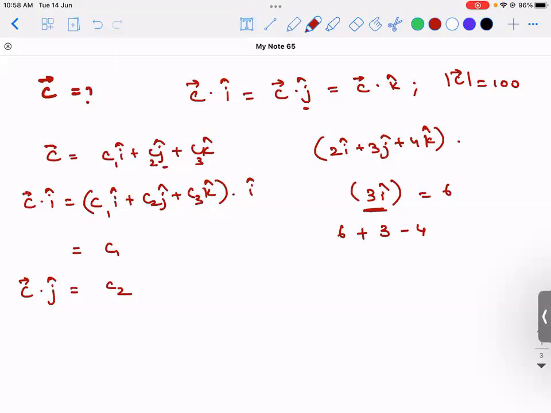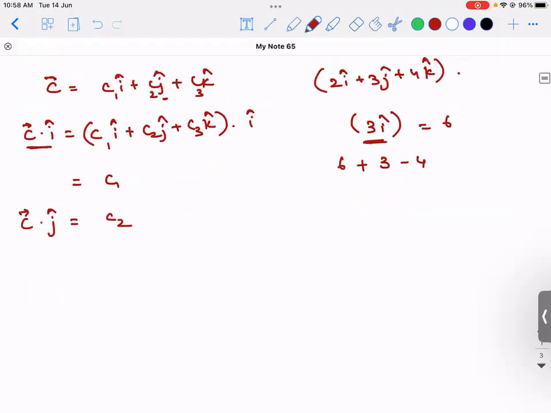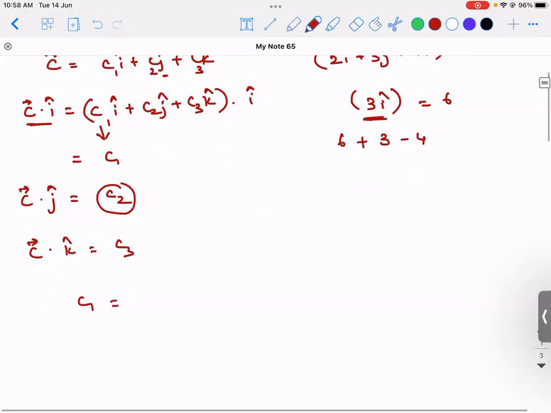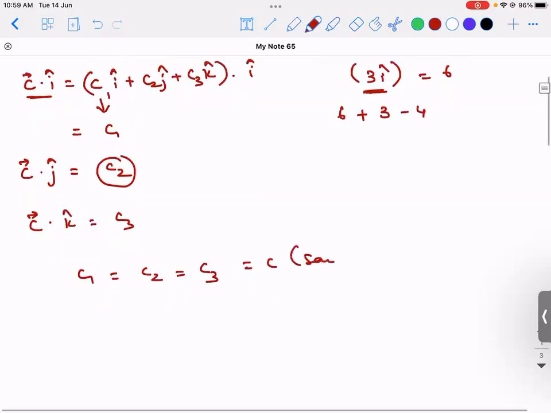In a similar way, if I have C dot I cap, I'll be left with only the coefficient of I cap. If it is C dot J cap, I'll be left with the coefficient of J cap. And C dot K cap will be C3. Okay. So they are saying C1 is equal to C2 is equal to C3. Let me call it C itself. Let us say this is C.